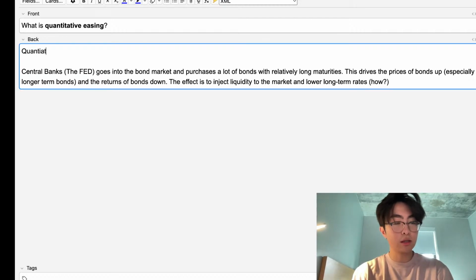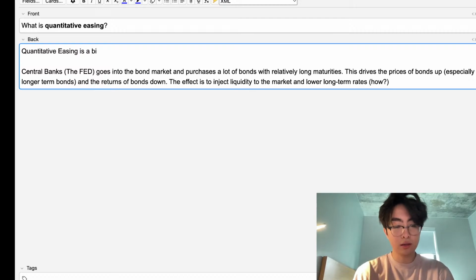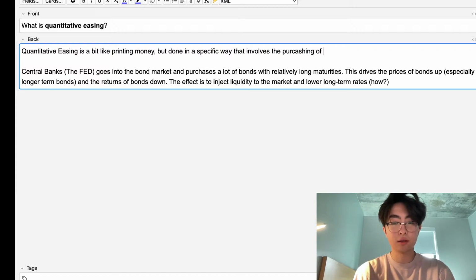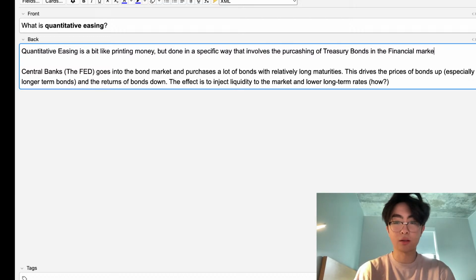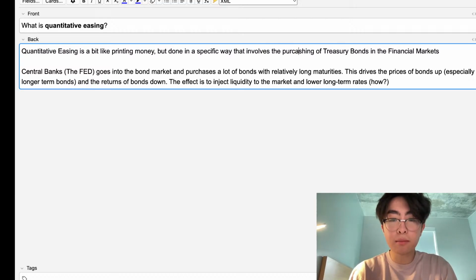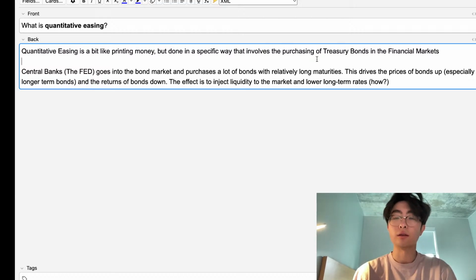So, quantitative easing is a bit like printing money, but done in a specific way that involves purchasing of treasury bonds in the financial markets.